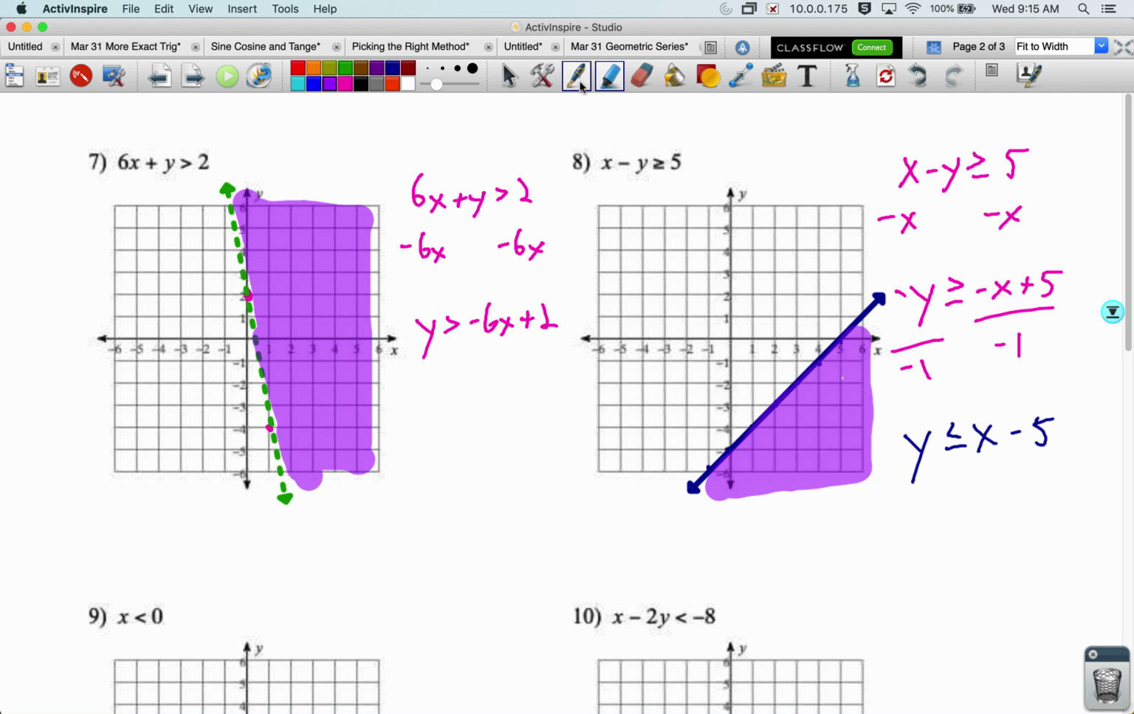All right, and we'll double check. When we double check this point here, I'll pick the point 4 comma negative 5. I'm going to plug it into the original equation to make sure I didn't make a mistake somewhere else. 4 minus a negative 5 is greater than or equal to 5. 9 is greater than or equal to 5. That is a true statement. The alligator is eating the bigger number.